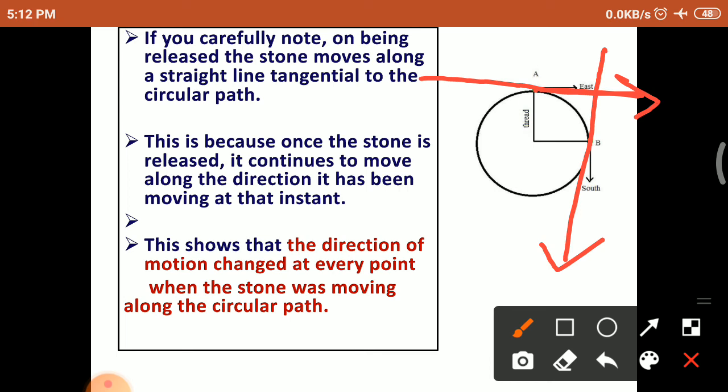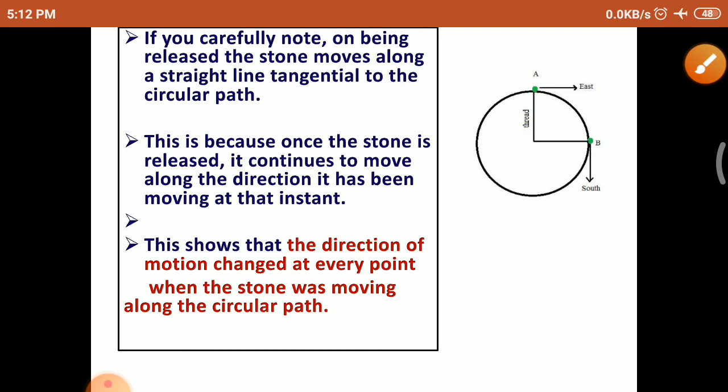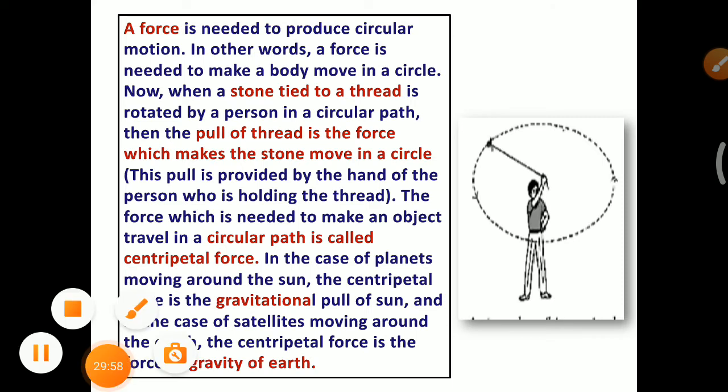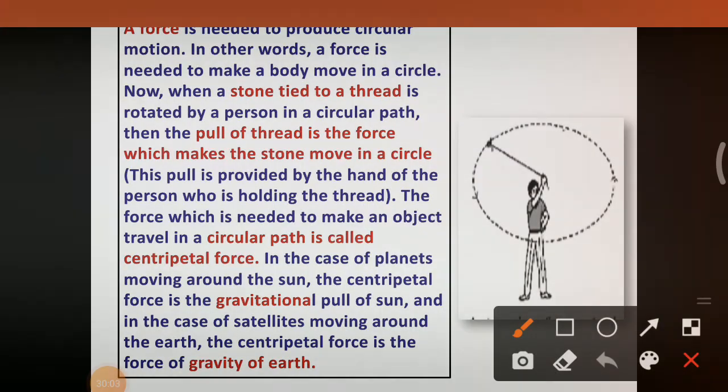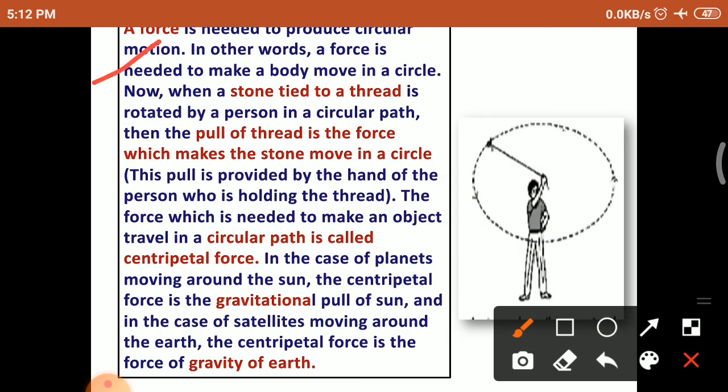So the direction of motion changed at every point when the stone was moving along the circular path. So from this activity, we learned that if any object moves in a circular path, it changes its direction every time. Due to that change in direction, the velocity is not constant. When the velocity is not constant, the object is accelerated, and here a force is needed to produce circular motion.